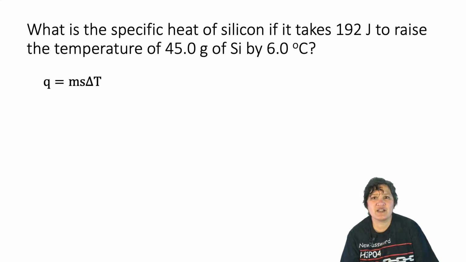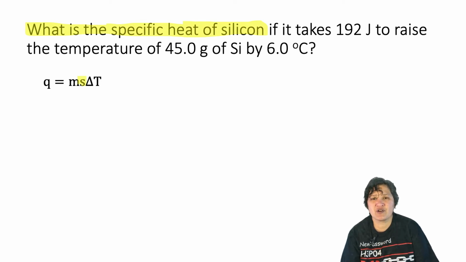What is the specific heat of silicon if it takes 192 joules to raise the temperature of 45 grams of silicon by 6 degrees Celsius? Here we are asked to find the specific heat rather than the energy. In fact, this is how people come up with the values for specific heat that you find in tables, by measuring the temperature change for a given energy input.